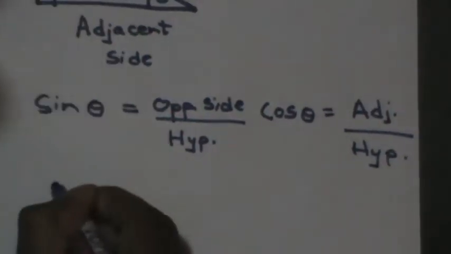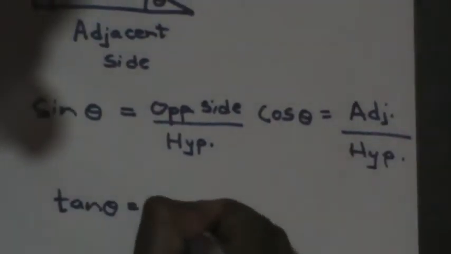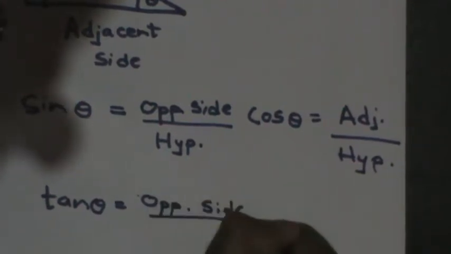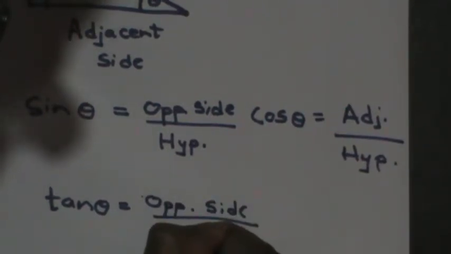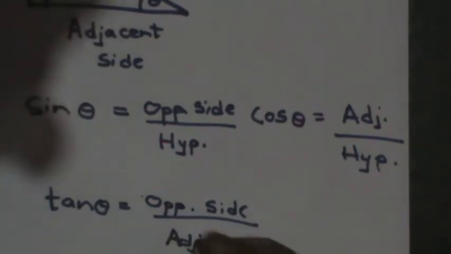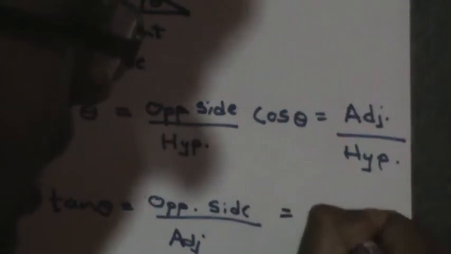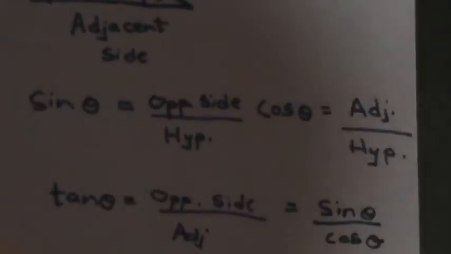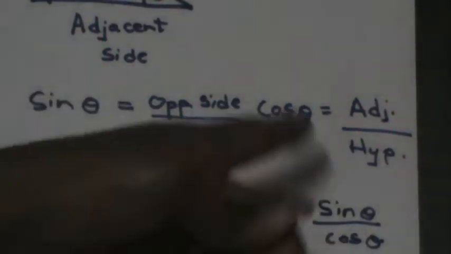And tan theta equals the opposite side divided by the adjacent side, which is also equal to sin theta divided by cos theta. Alright, so those are the basic trigonometric functions: sin theta, cos theta, tan theta.